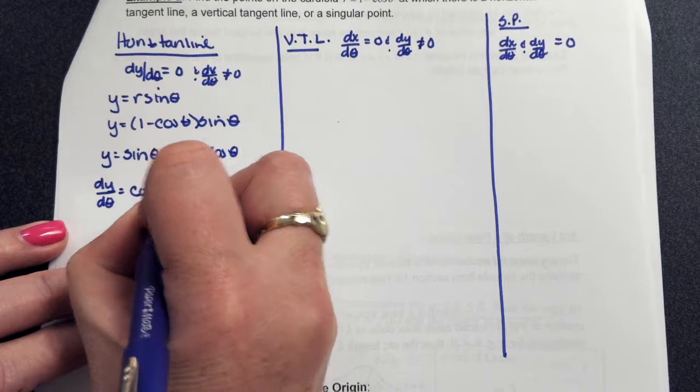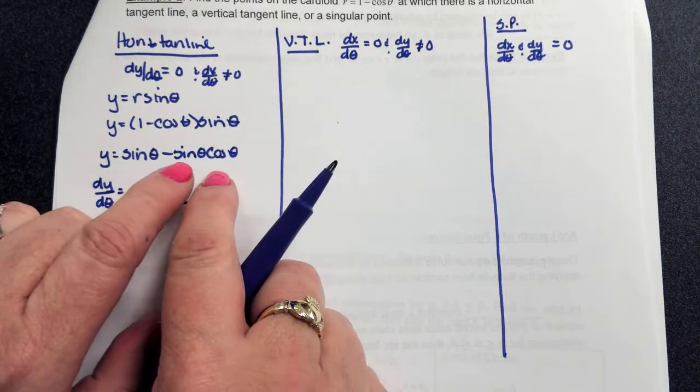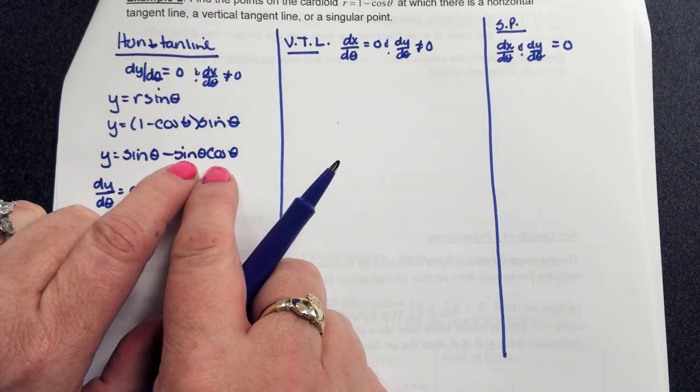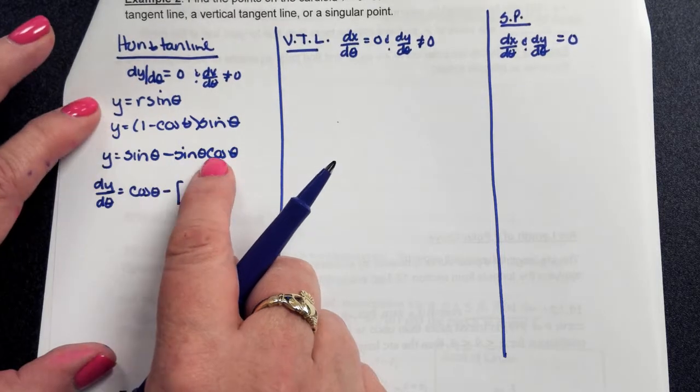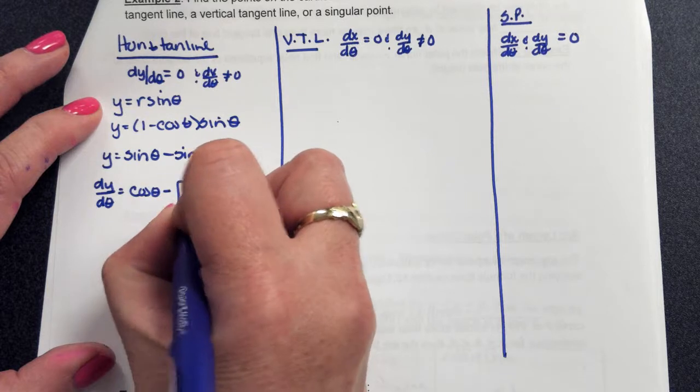Cosine theta. Minus. Now be careful, make sure you put parentheses or brackets after your subtraction sign. How are you going to differentiate sine theta and cosine theta? What rule do you have to use? Product rule. F prime G. So I'm going to have a cosine theta times cosine theta, which is a cosine squared theta.